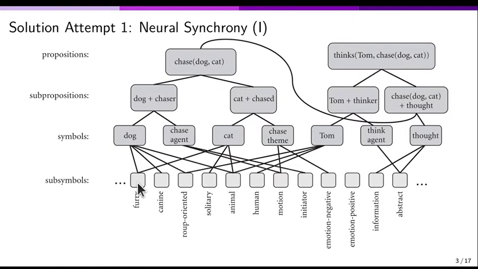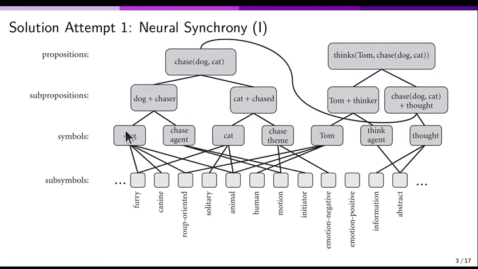Okay. And then the idea is going to be that if I want to indicate that, say, a dog is chasing something, then I might have my group of neurons for dog and my group of neurons for a thing that chases. They might fire at the same time.